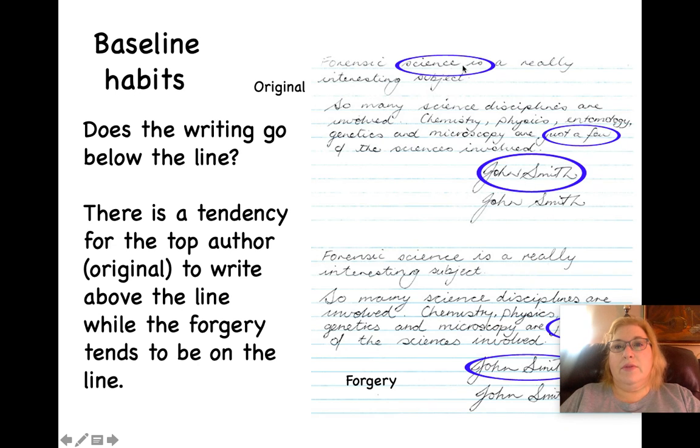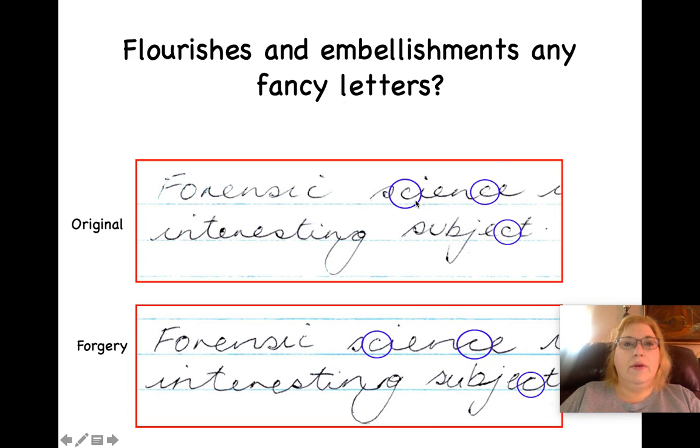Baseline habits. This person is keeping theirs fairly straight. Down here, they're keeping it fairly straight here. But up here, they have a little bit more space in between the word and the line. And down here, the word is directly on the line. So you can see that.